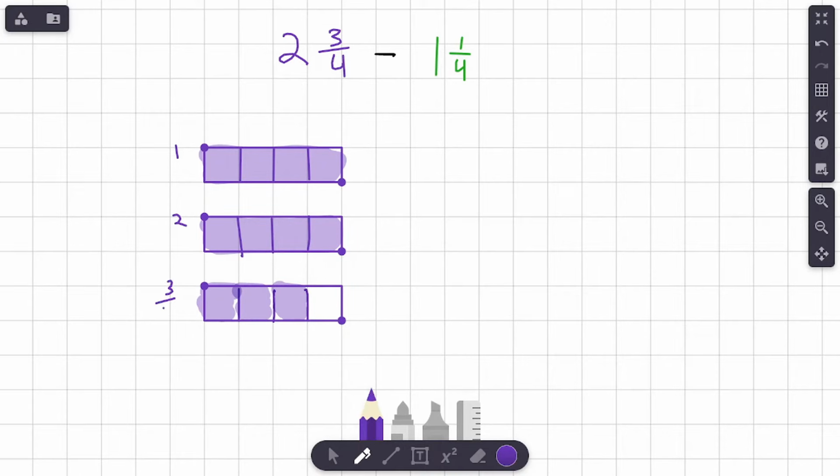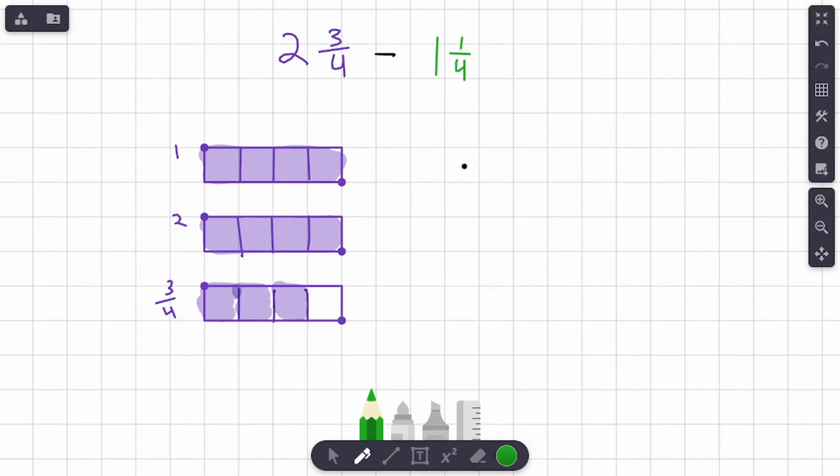So now we've got 2 3/4, and what we're going to be doing is subtracting 1 1/4. And I kind of like drawing models when we're subtracting mixed numbers because we get to mark out what we've already drawn.